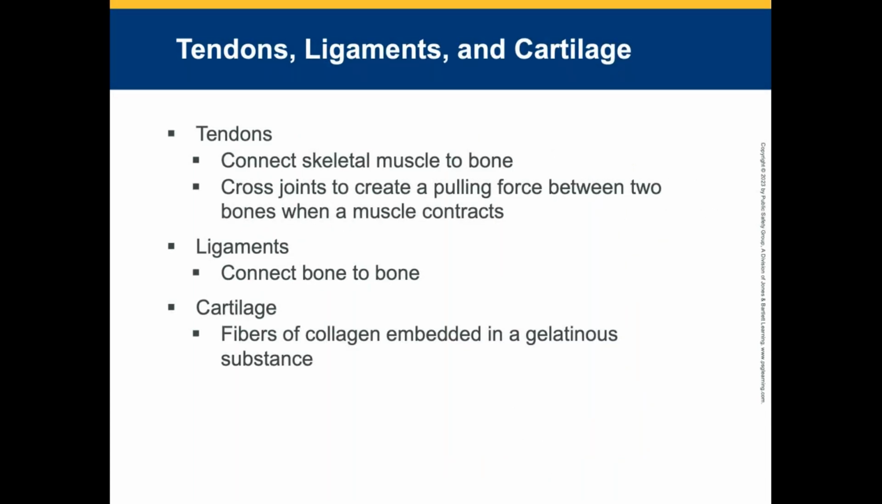Tendons, ligaments, and cartilage. Remember that tendons connect muscle to bone, right? And ligaments connect bone to bone. The tendons cross joints, creating a pulling force between two bones when a muscle contracts. Ligaments connect that bone to bone itself, and cartilage consists of fibers and collagen embedded within a gelatinous substance. So where will we find cartilage within the body? Give me a couple locations where we find that cartilage.